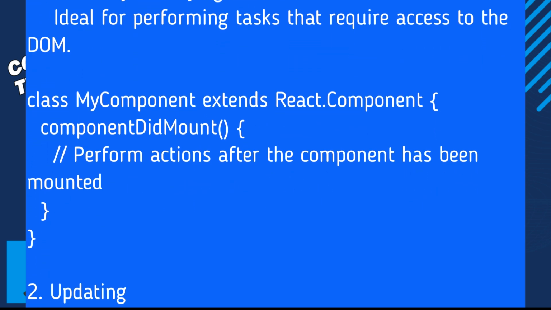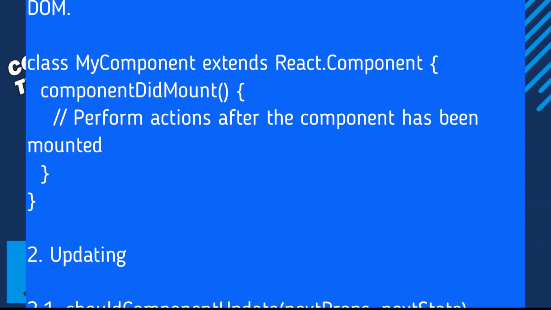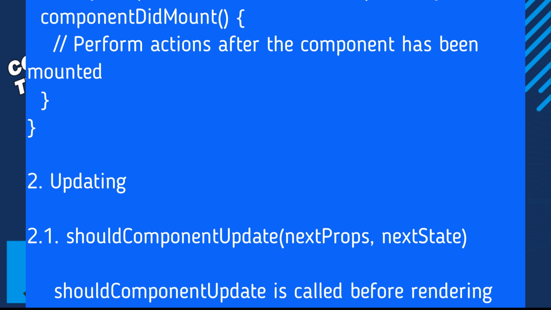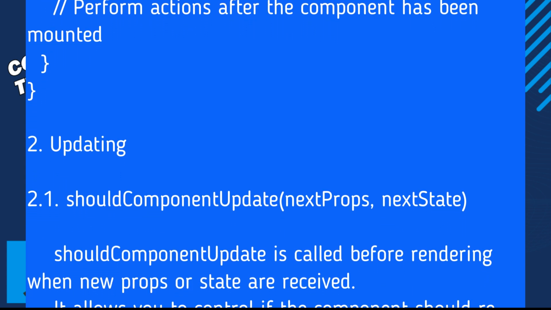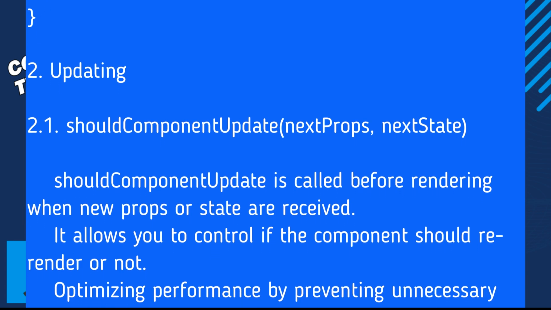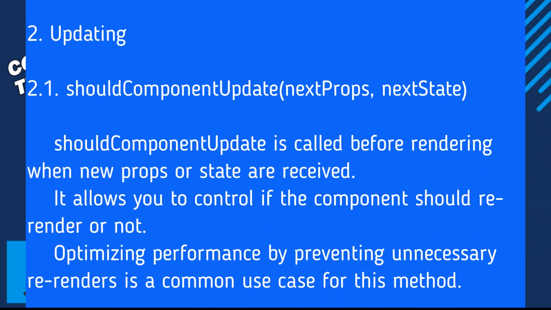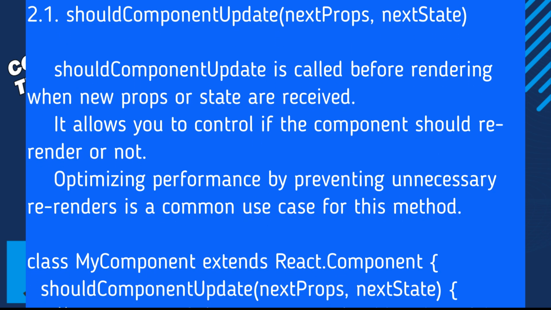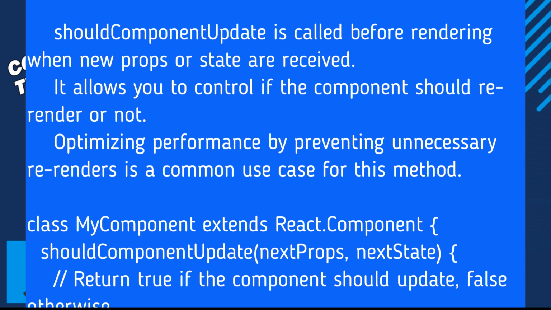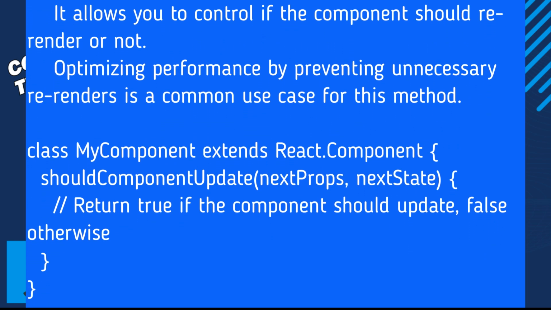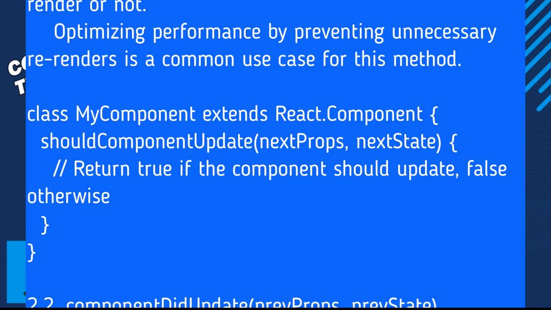2. Updating. 2.1. shouldComponentUpdate(nextProps, nextState). shouldComponentUpdate is called before rendering when new props or state are received. It allows you to control if the component should re-render or not. Optimizing performance by preventing unnecessary re-renders is a common use case for this method. Class MyComponent extends React.Component, shouldComponentUpdate(nextProps, nextState). Return true if the component should update, false otherwise.